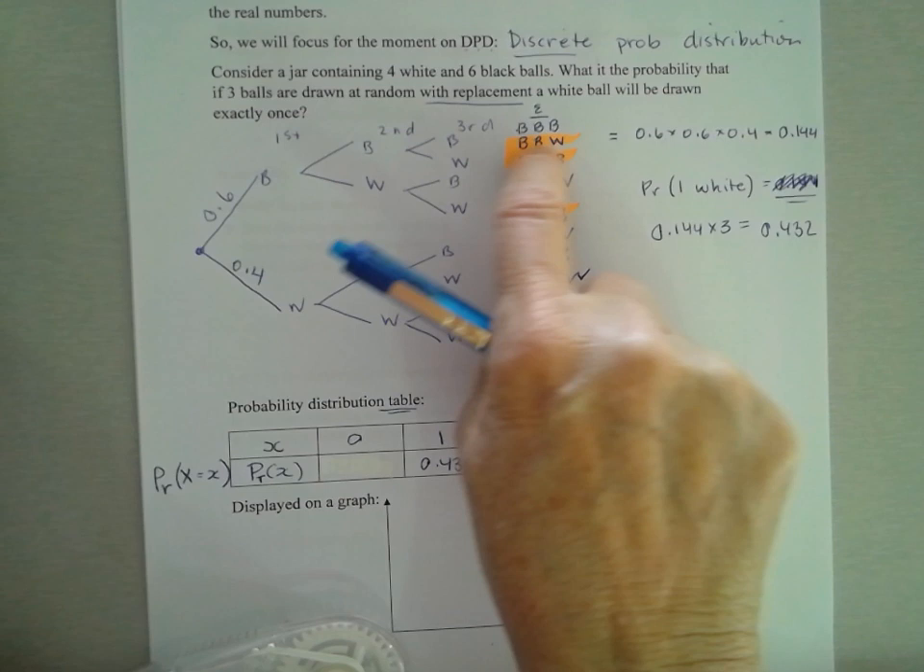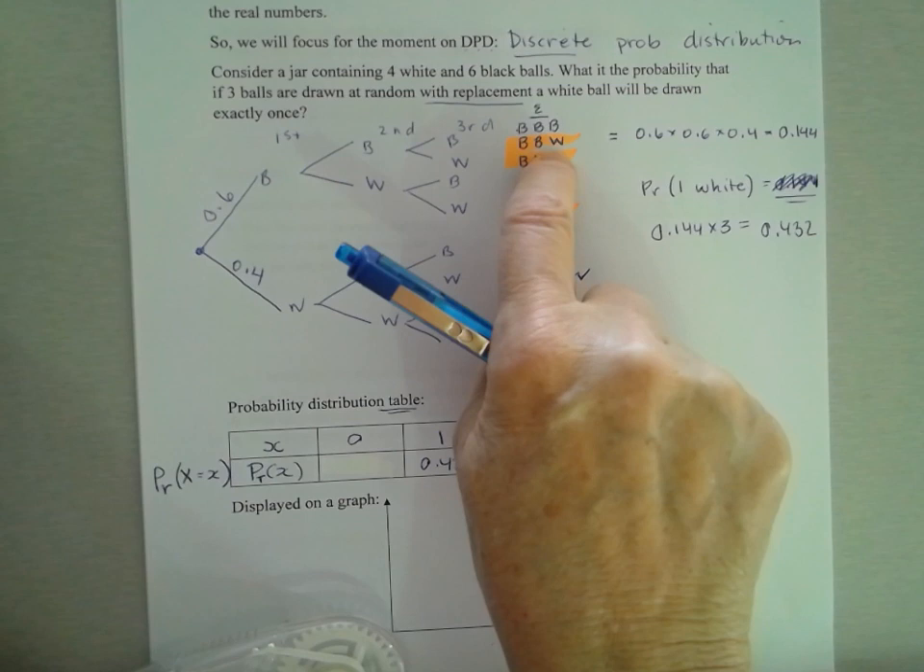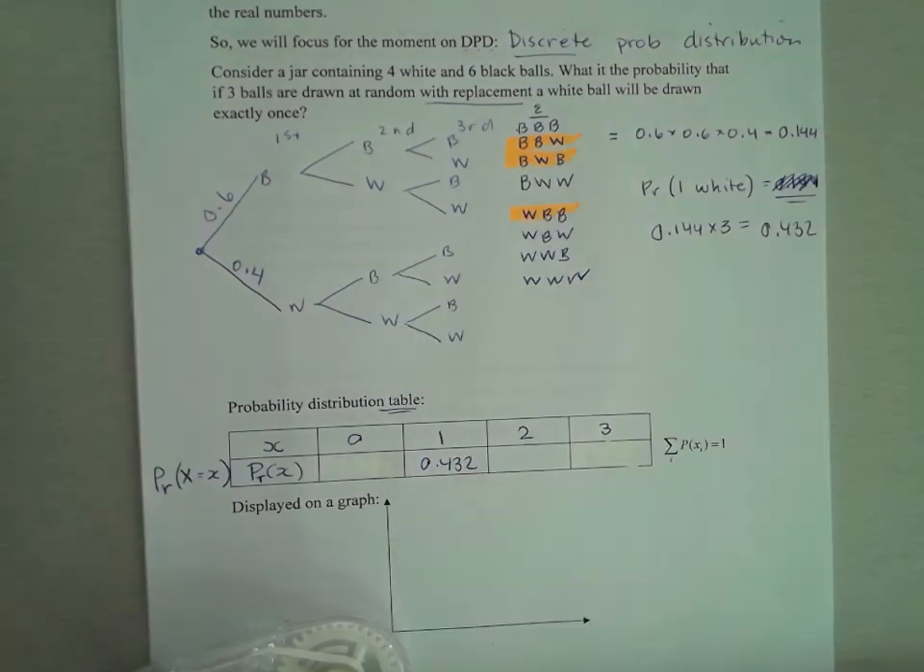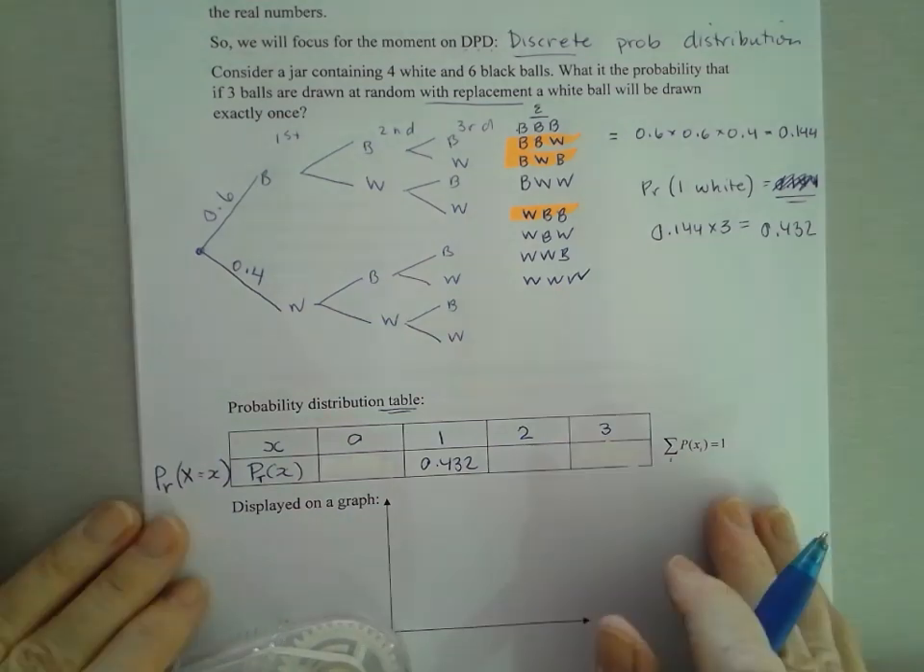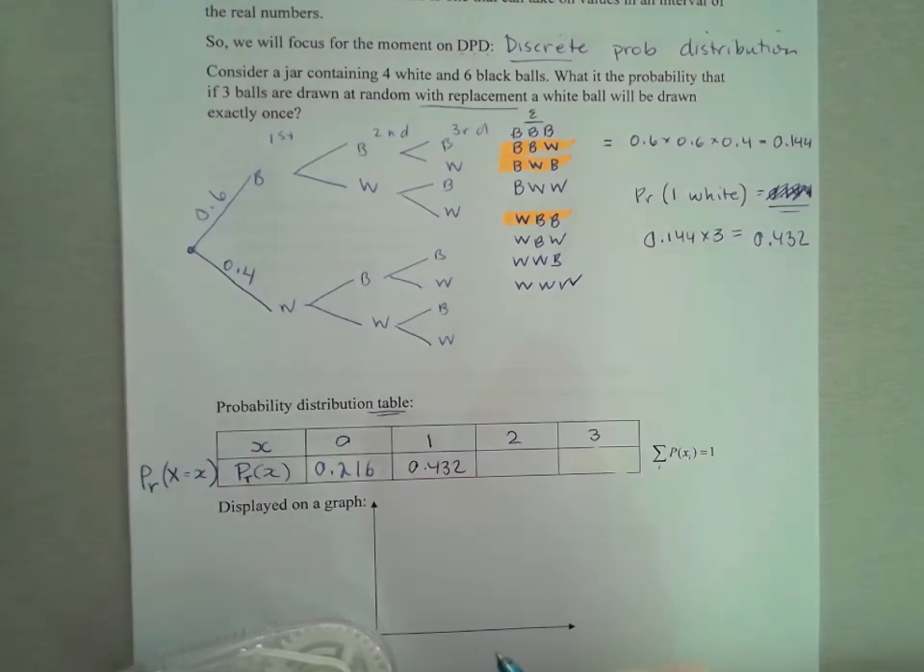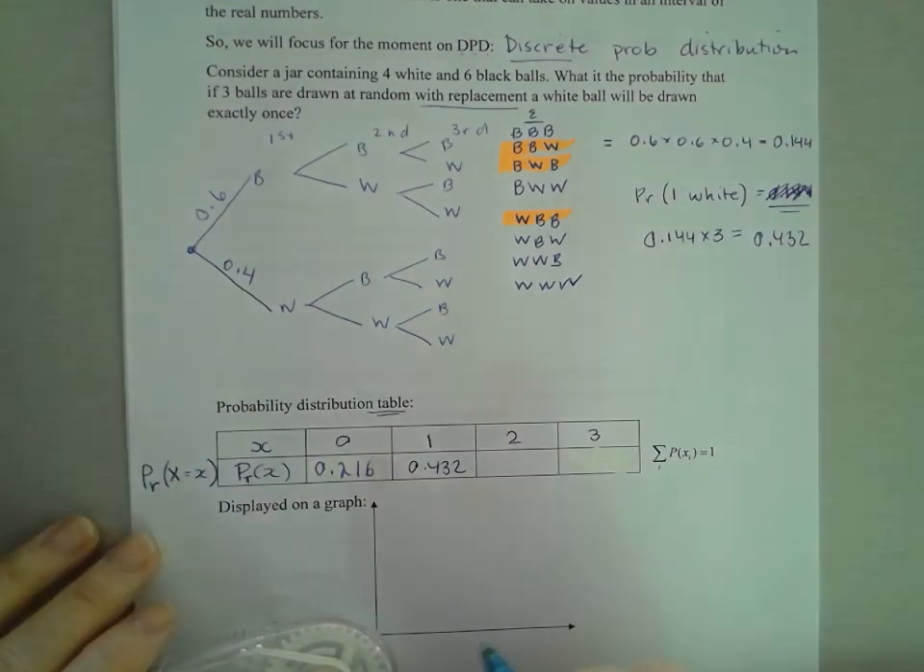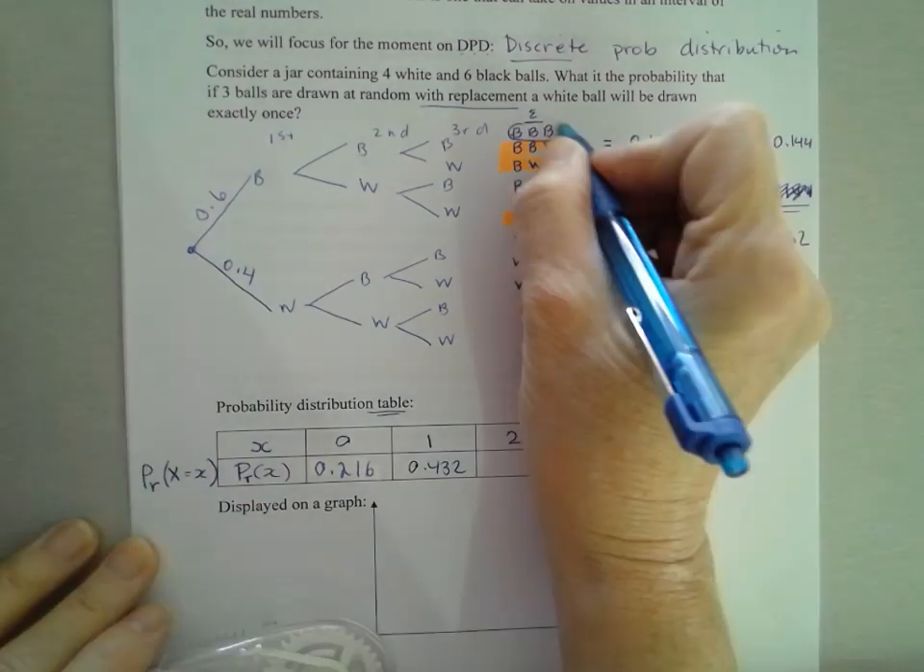This one here, right? Black, black, black. So that's 0.6 to the 3rd. What's that? 0.2. I have this all just, of course, sitting right in front of me. Okay? So I got that one by getting this, which is 0.6 times 0.6 times 0.6.